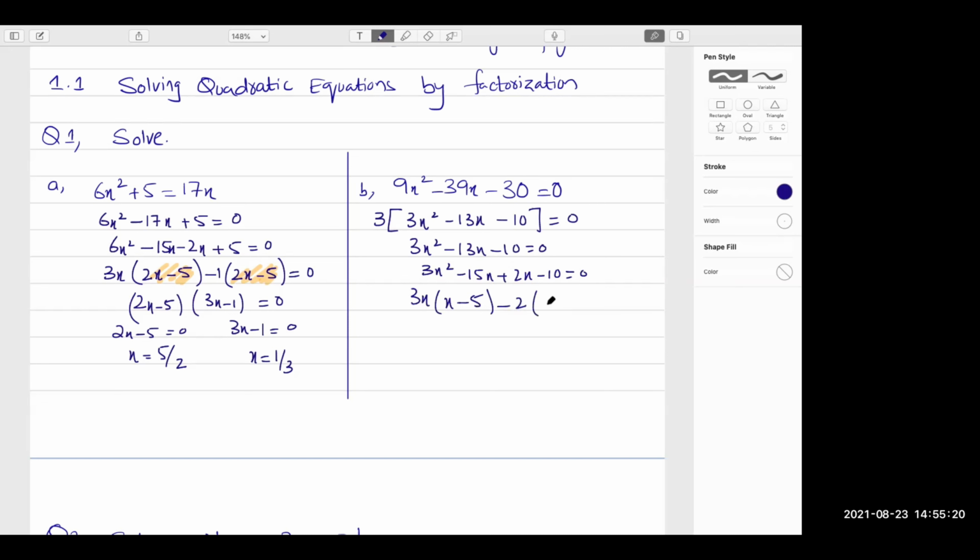You take plus 2 common and x minus 5. You take x minus 5 common. x minus 5 times 3x plus 2 equals to 0. x is going to be 5 and x is going to be minus 2 upon 3. Okay, I've done it directly.